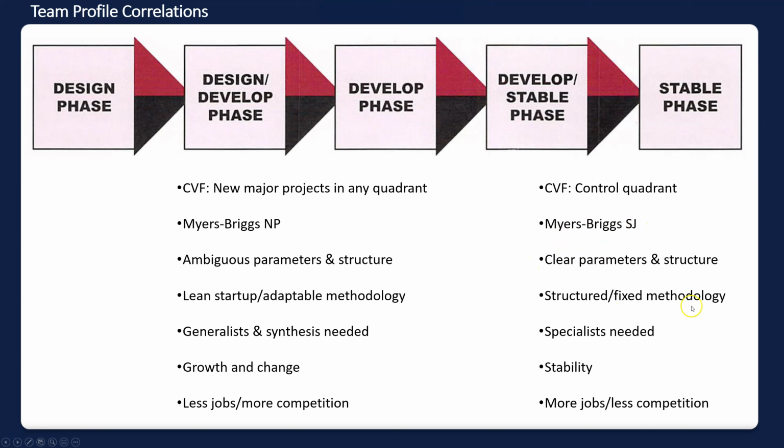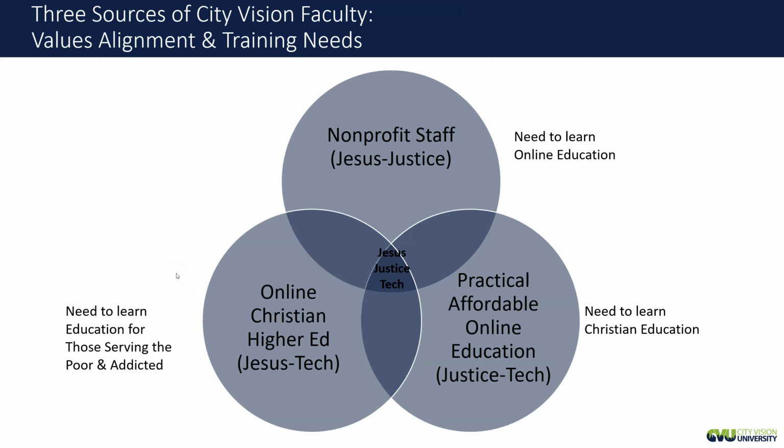Then we have those who are already providing practical, affordable online education. This might be for a secular institution, but because what they're doing is affordable and often practical, it meets our justice criteria. They know how to do online education, but they need to learn how to do Christian education online. And then we have another group that does online Christian higher education. This group is the Jesus Tech group, and they need to learn to do education for those serving the poor and the addicted. Now, we do get faculty that only have one of these, so it might be Christian higher education.